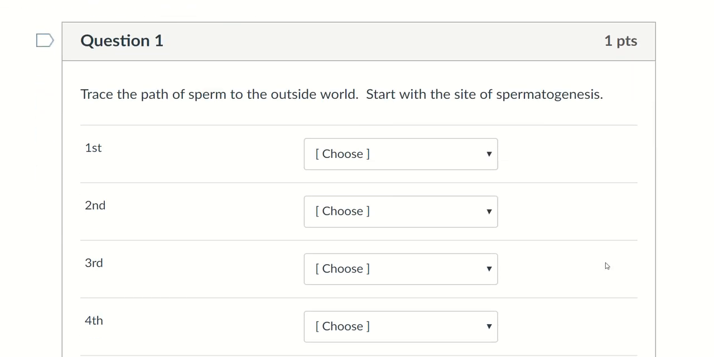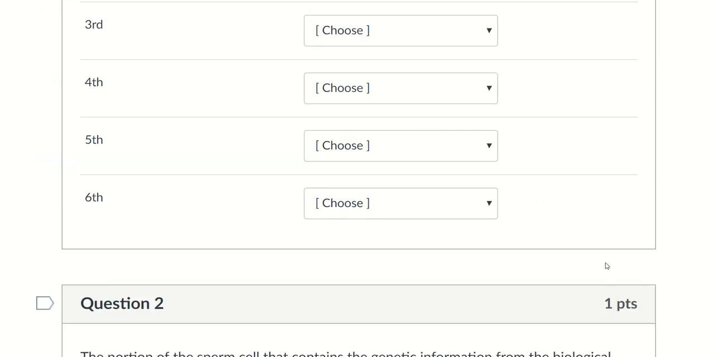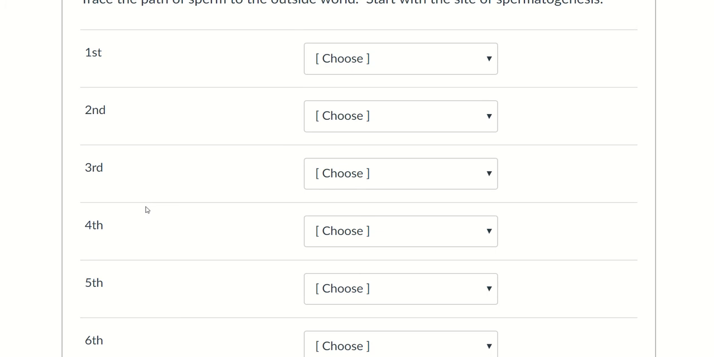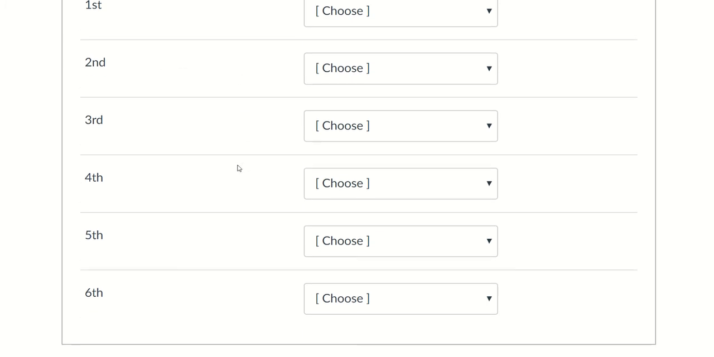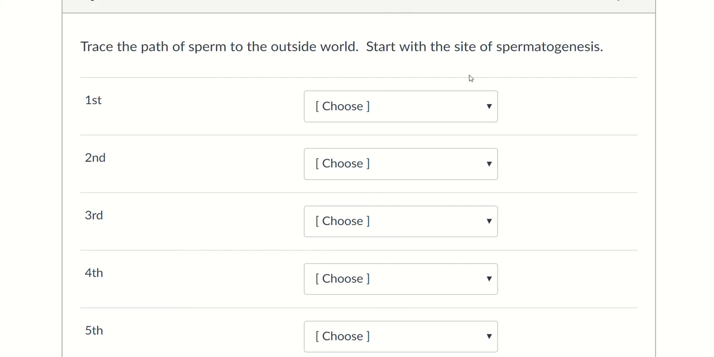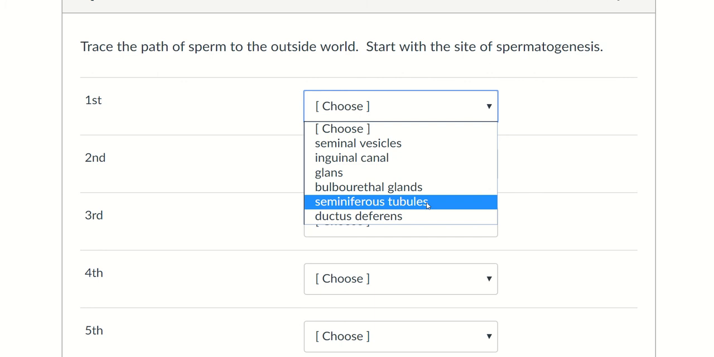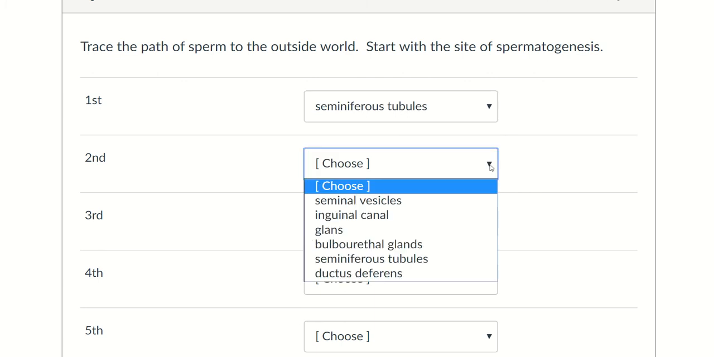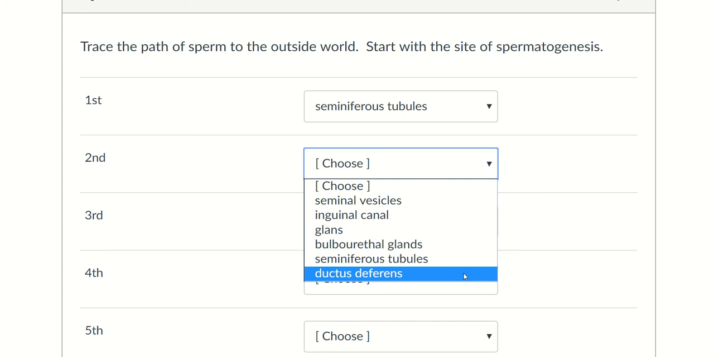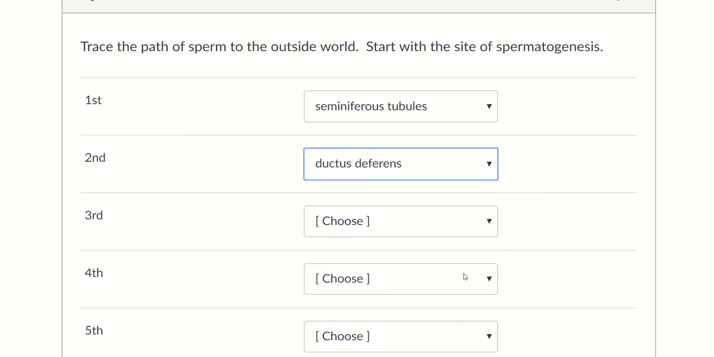Trace the path of sperm from outside world starting with spermatogenesis. This is abbreviated, so we'll just follow the pathway. If it's not in the list of choices, we'll just go to the next one. Starting with the site of spermatogenesis, that's the seminiferous tubules. Then it is stored in the epididymis. That's not on this list, so we'll go to the next one. The next part is the ductus deferens.